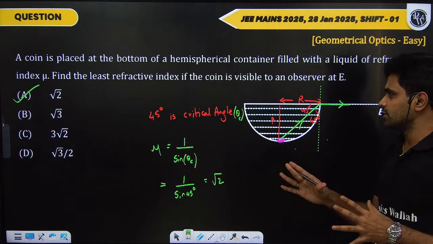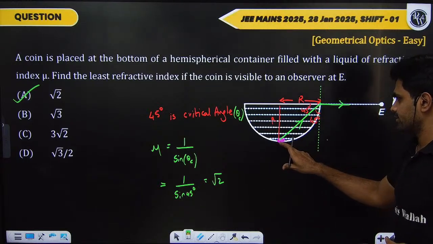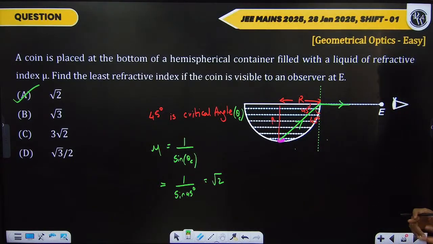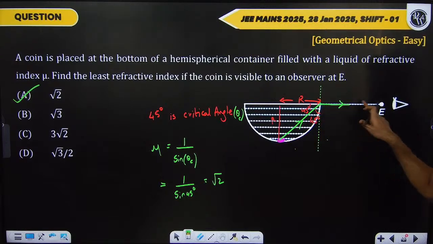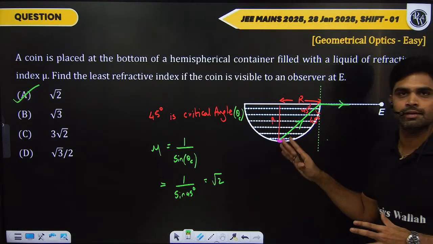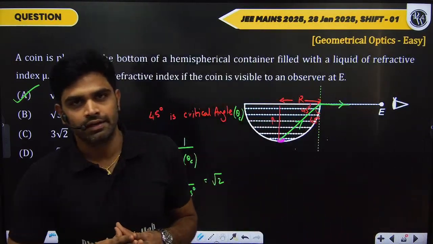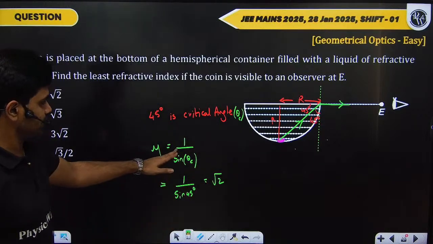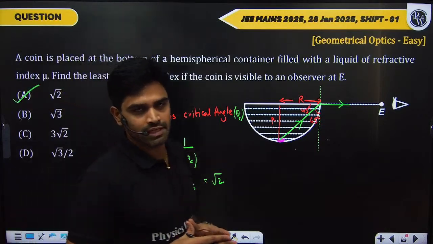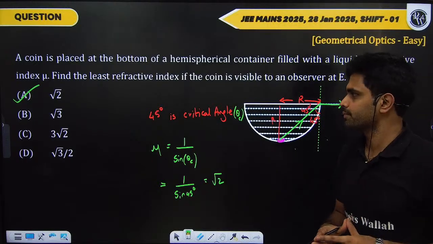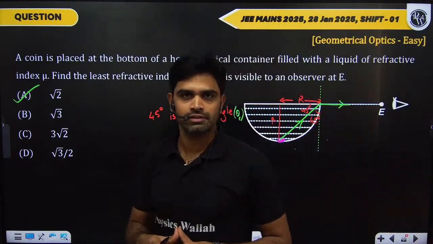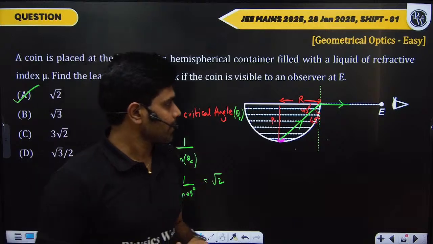This is an easy to medium question. Understand that this coin will be visible to this observer when this 45 degrees is becoming our critical angle. With 45 as the critical angle, the refractive index will be 1 by sin 45, which is root 2.